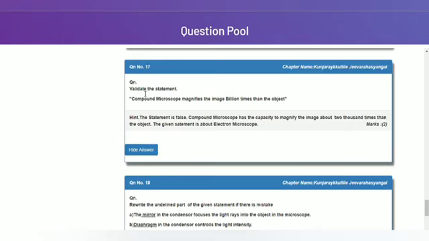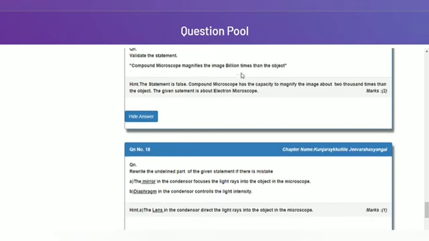17th question. Validate the statement. Compound microscope magnifies the image billion times than the object. Hint: this statement is false. A compound microscope has the capacity to magnify the image about 2000 times than the object. The given statement is about the electron microscope. The statement is false. A compound microscope has the capacity to magnify the image about 2000 times, not million, 2000 times than the object. It is about the electron microscope.